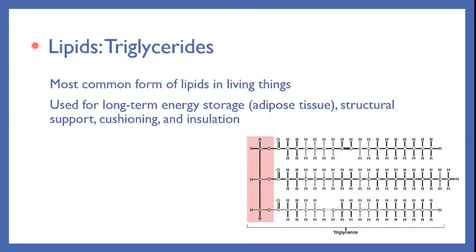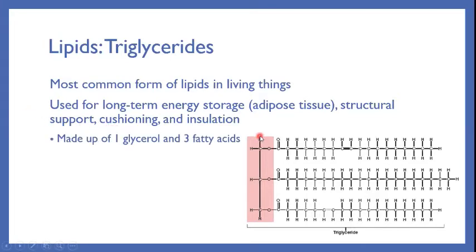Triglycerides are the most common form of lipids in living things. Anyone who has tried to diet is aware of just how many triglycerides you have. Triglycerides are used for long-term energy storage as adipose tissue or fat, structural support, cushioning, and insulation. So we do need these to survive, but when we have too many, there's a little too much cushioning.